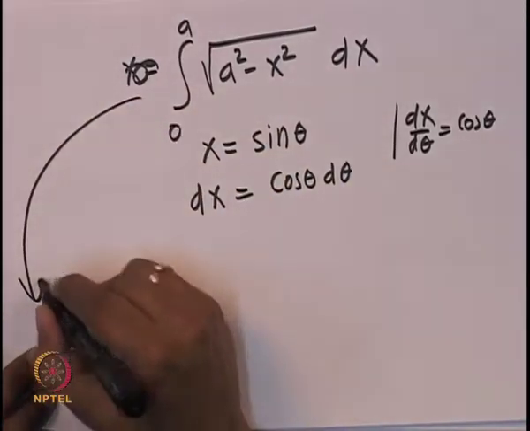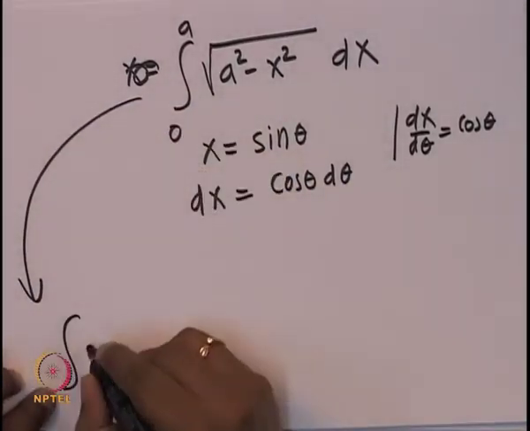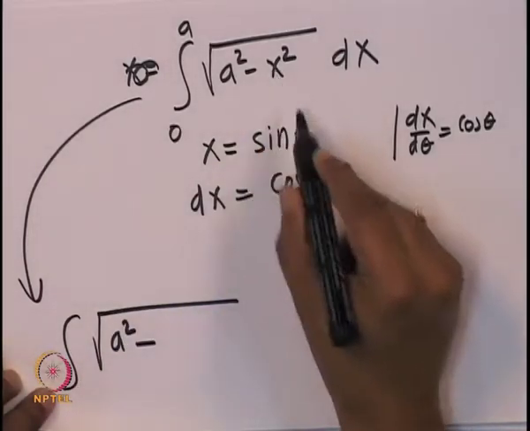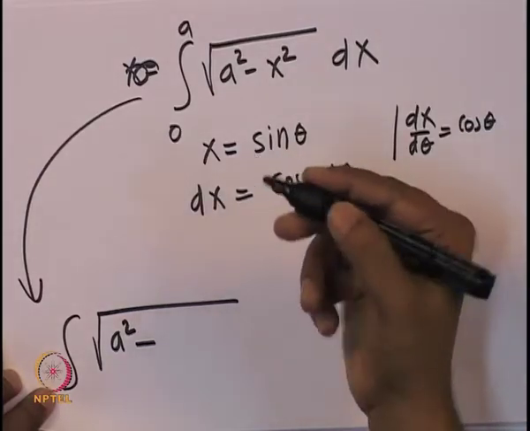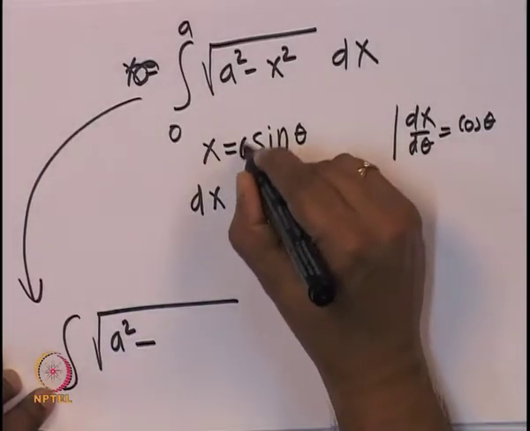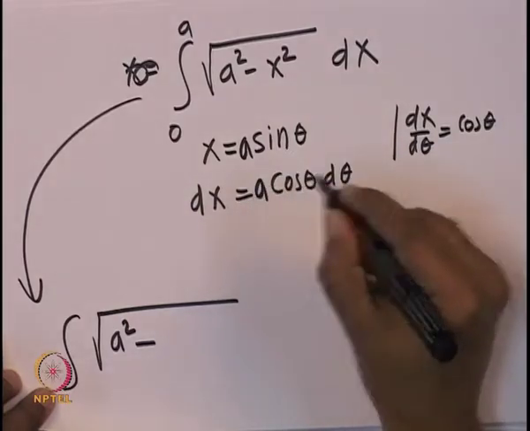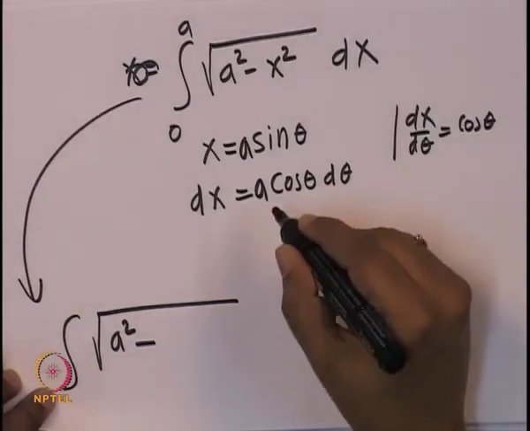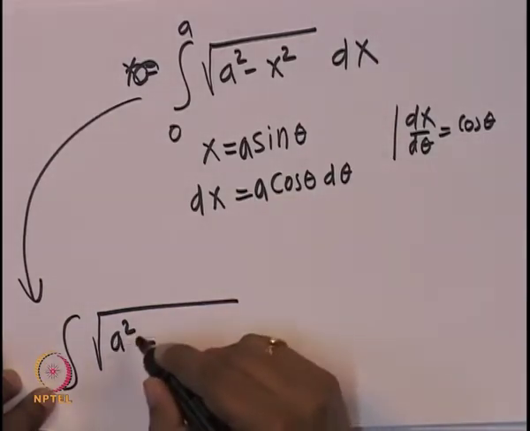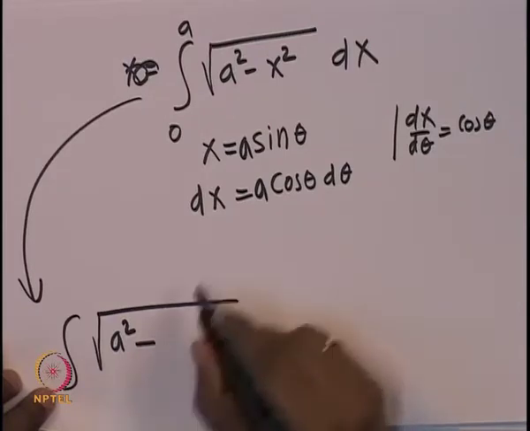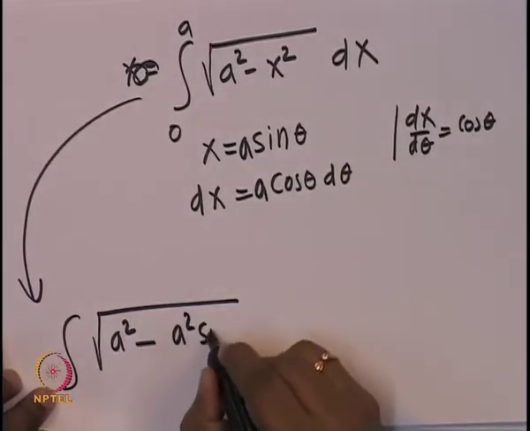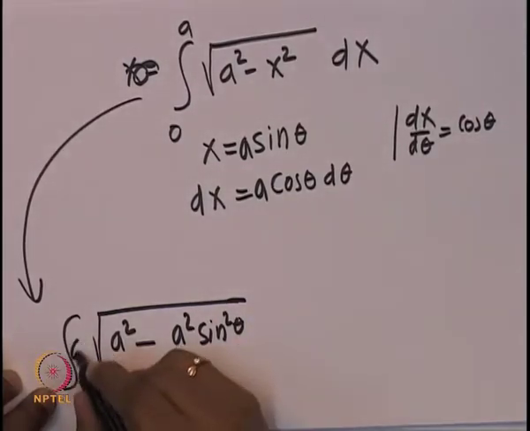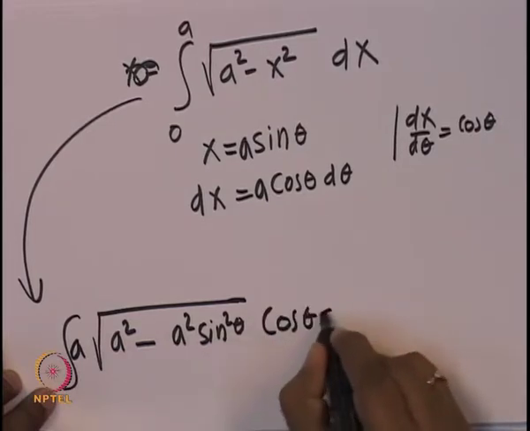Now we can rewrite this integral. It is more sensible to substitute x is equal to a sin theta. So dx is a cos theta d theta. Here we have a square minus a square sin square theta under the root, and dx is a cos theta d theta. So you will have an a here and cos theta d theta.